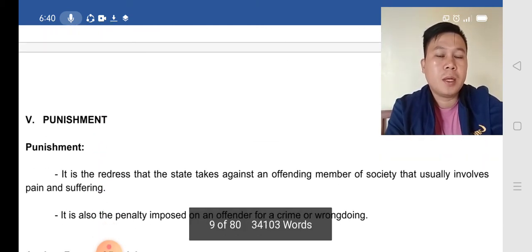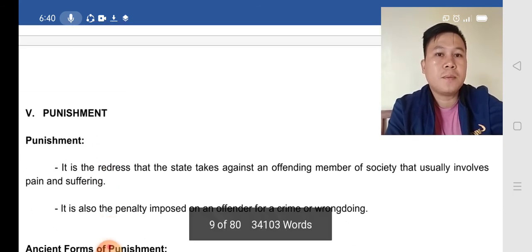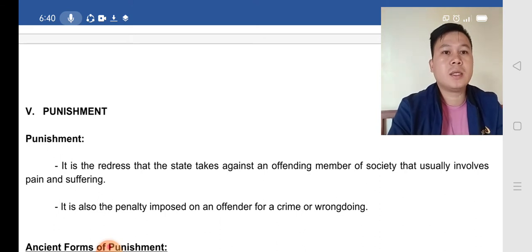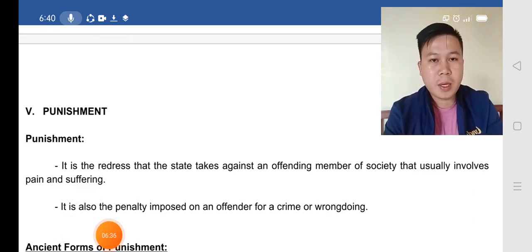So kapag sinabi nating punishment, it is the redress that the state takes against an offending member of society that usually involves pain and suffering.